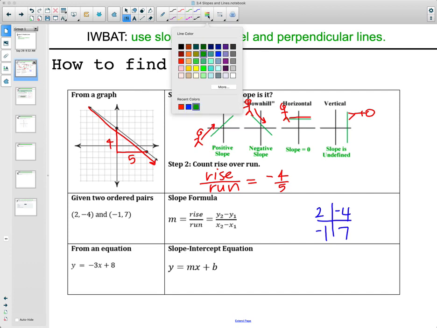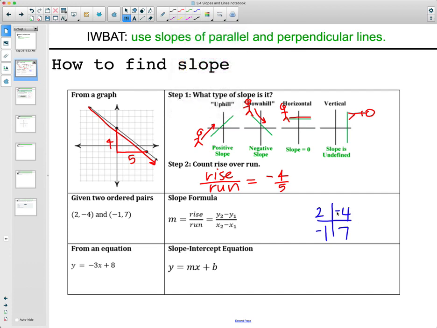Then you can subtract these, so you can literally type in -4 minus 7 if you would like. I like to just figure out how far it is, since we're looking for the change here. So how far is it from -4 to 7 on a number line? That's a change of 11. And how far is it from 2 to -1 on a number line? That would be down 3 or a -3.